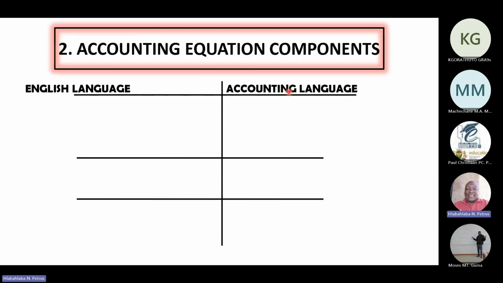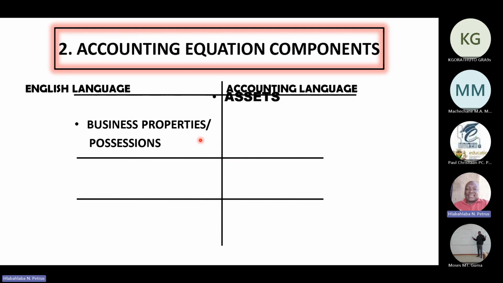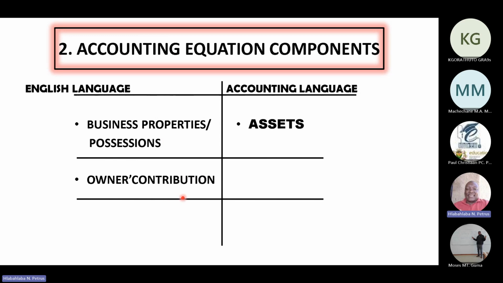Now, the accounting equation components, normally we have English language, because every subject has its own terminology. Business property and possession, just remember that in accounting we refer to them as assets. Business properties, possession, we refer to them as assets. Owner's contribution, if an owner is contributing something to the business, just know that this is the equity of the business. It's an owner's equity.